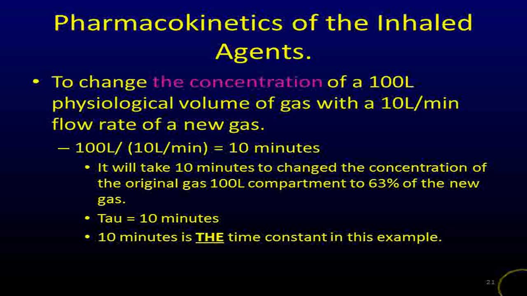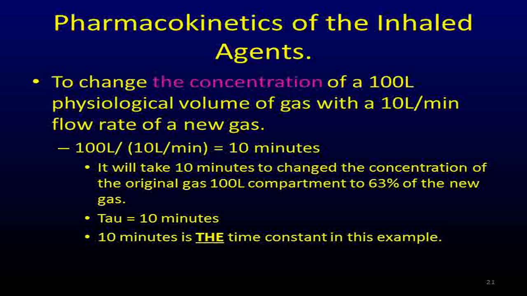Any questions on that? So, think about that. If you are delivering agent in the case, and you want to change the concentration of agent in the body, say you want to lighten up the patient, or you want to get them deeper, just because you change the concentration on the vaporizer doesn't mean you're immediately changing the concentration in the body. Tracking? You're going to have 5 time constants of whatever the tau is, so however many minutes it is, to change those concentrations.